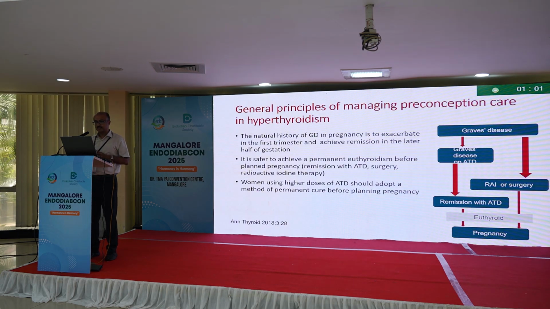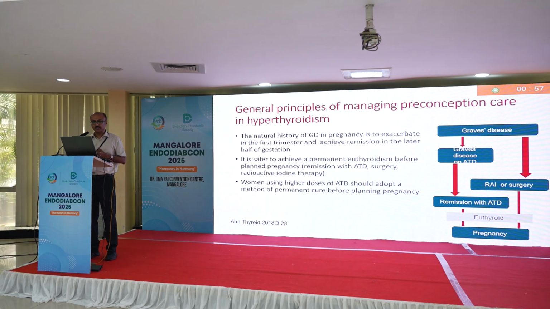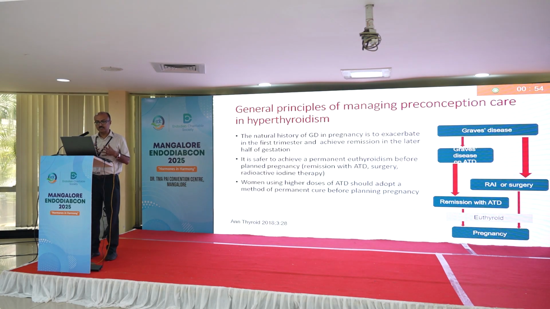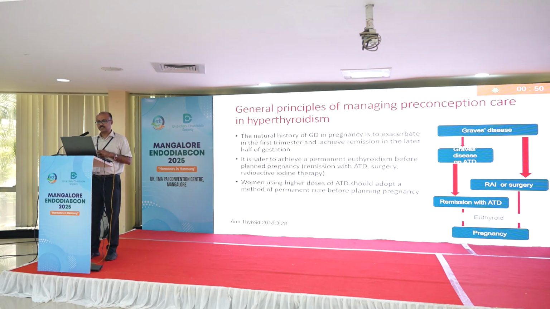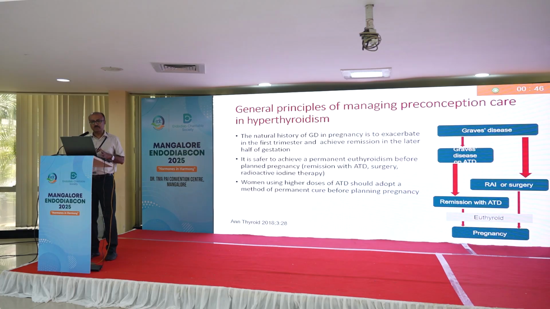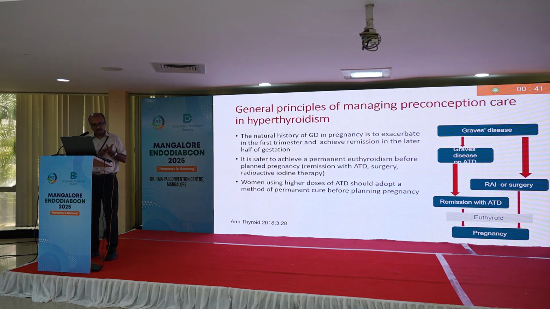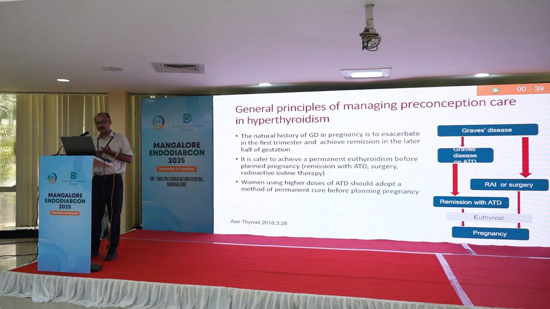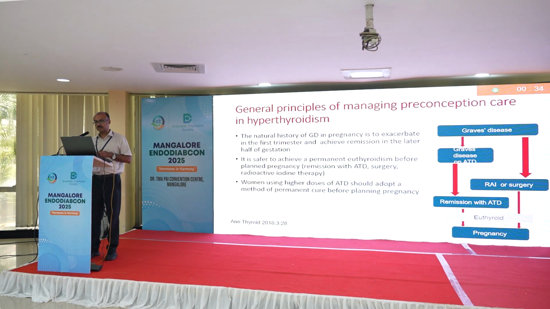So basically the general principle is that the natural history of Graves' disease in pregnancy is to exacerbate in the first trimester and then go into a sort of remission in the latter half of gestation. The general principle is that it is always safer to achieve permanent euthyroidism before a planned pregnancy, whether it's a remission with antithyroid drugs, surgery or radioactive iodine therapy. And women on a higher dose of antithyroid drugs should adopt a method of permanent cure before going for pregnancy.